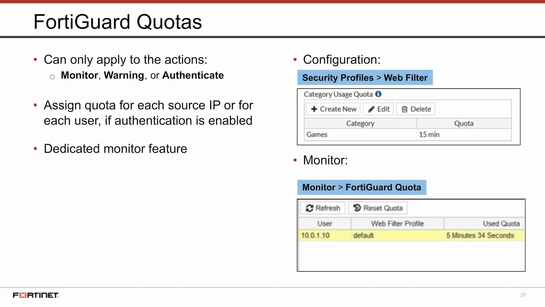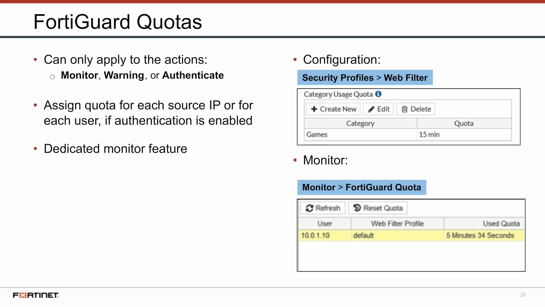FortiGate also includes a feature to customize the quotas of time to access the categories that are set to monitor, warning, or authenticate in the web filter profile. You can customize multiple quotas, timers. Each quota can be applied to either a single category or multiple categories. If the quota applies to multiple categories, the timer is shared among all the categories instead of having a single timer for each individual category.